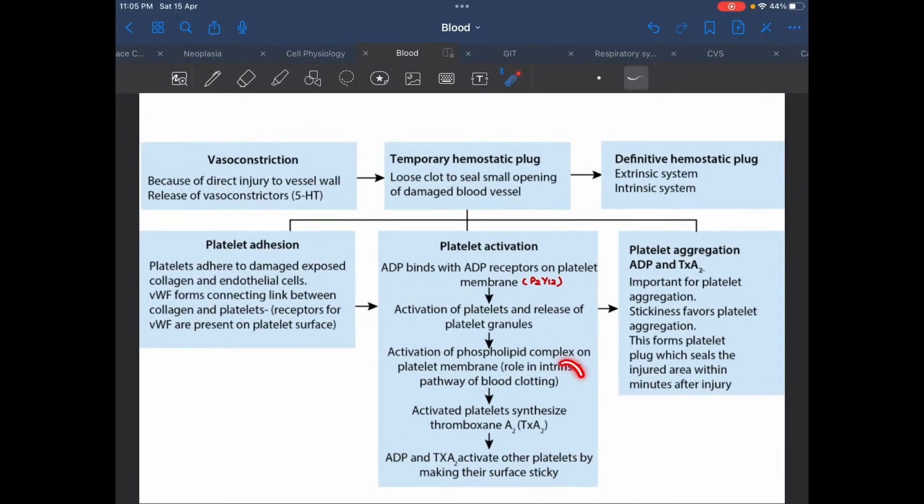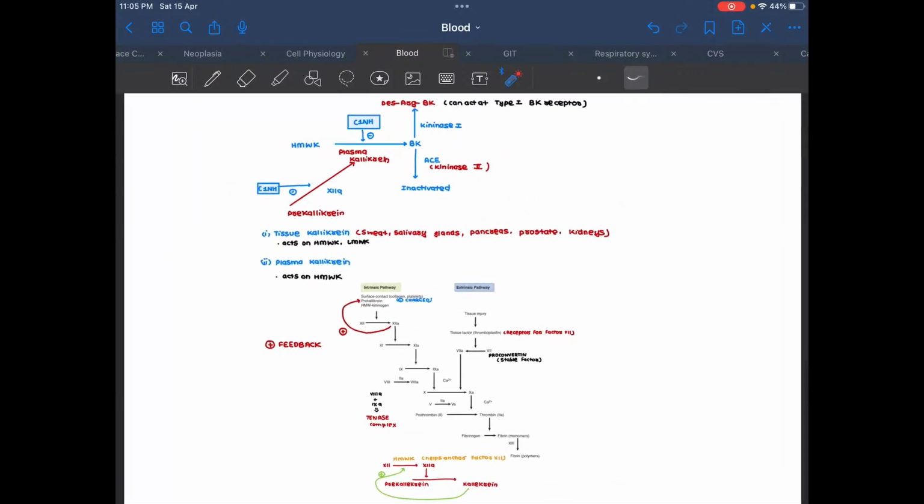And what will happen next? ADP is a constituent of those granules, so ADP can further activate your platelets, and they're also going to synthesize thromboxane A2 in situ. This thromboxane A2 is going to lead to further aggregation of your platelets. Ultimately you have the activation of your coagulation cascade, and then we have a definitive hemostatic plug, through either the extrinsic or intrinsic system. We convert your fibrinogen into fibrin. That's the formation of a definitive hemostatic plug. All right. So this is the stuff.